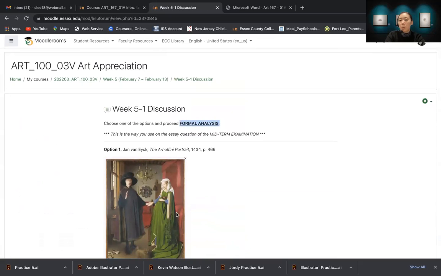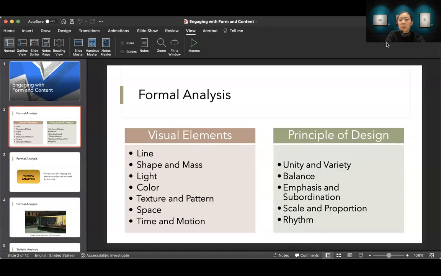with formal analysis. What was the formal analysis, everyone? We just saw it together. The process of analyzing the elements and principles used by the artist. Perfect. Yes. Like Anna said, the formal analysis is to find all the visual elements and the principles of design in a work of art. The visual elements include line, shape and mass, light, color, texture and pattern, space, time and motion. And the principles of design include unity and variety, balance, emphasis and subordination, scale and proportion, and rhythm.